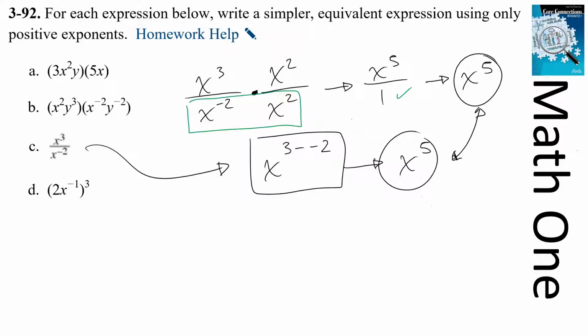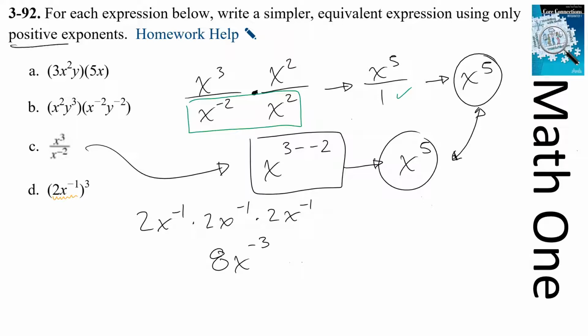For the final problem here, I'm going to write 3 copies of this factor. You can see I have 2x to the negative 1 to the 3rd power. So there's exactly 3 copies of that. So I have 2x to the negative 1 times 2x to the negative 1 times 2x to the negative 1. Well, if I look at that in terms of the 2's, I've got 2 times 2 times 2, which is 2 times 2 is 4 times 2 is 8. And then I have x to the negative 3rd power.